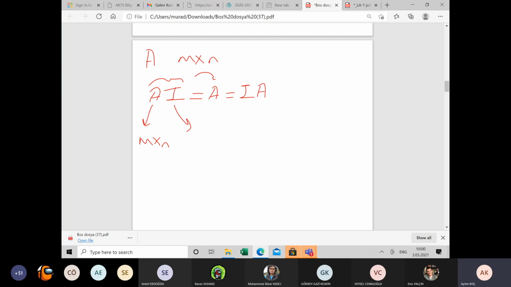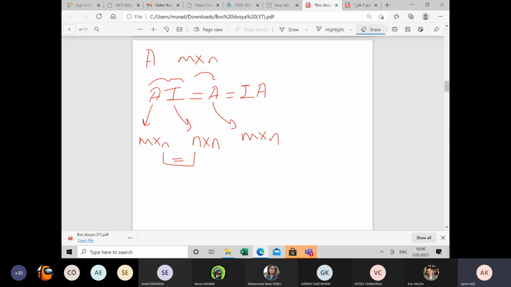So, what's the dimension of this identity matrix? The dimension of the identity matrix should be n, the number of rows is equal to this one. And also the result matrix is n by n. So this one should be n by n. Okay. And the subscript here should be identity matrix of order n. It's okay? n by n.